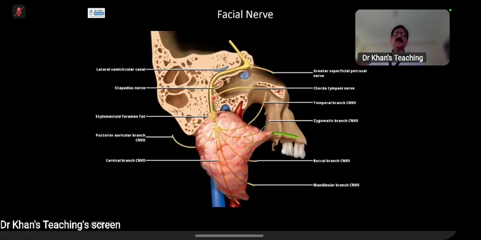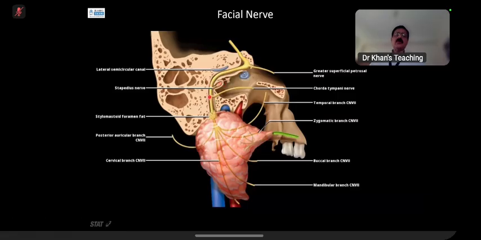Another branch which is highlighted here, which you should know, is that in the descending portion there is a muscle here, which is the stapedius muscle. There is a branch here which supplies it. And remember the case one which we showed was an aberrant persistent stapedial artery, which was supplying this part.